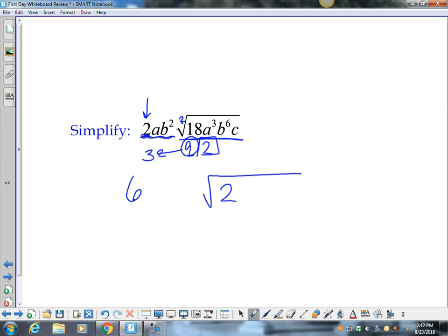All right, now you remember what to do with your powers. I'm going to take this 2 and I'm going to divide it into 3 and into 6 and into 1. So 2 goes into 3 one time. So 1 comes out. And there's 1 left over. 2 goes into 6 3 times.